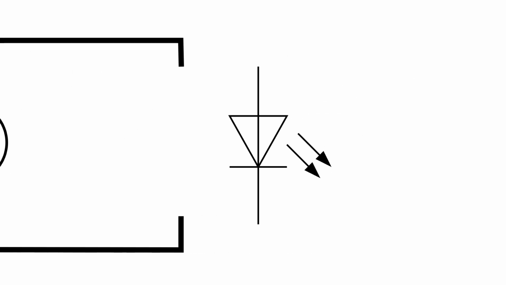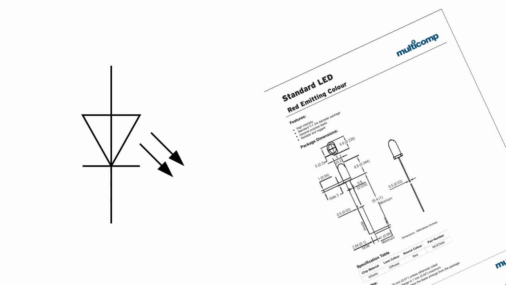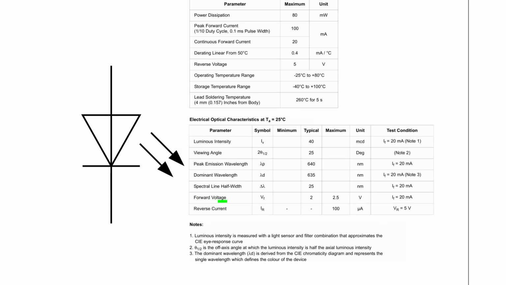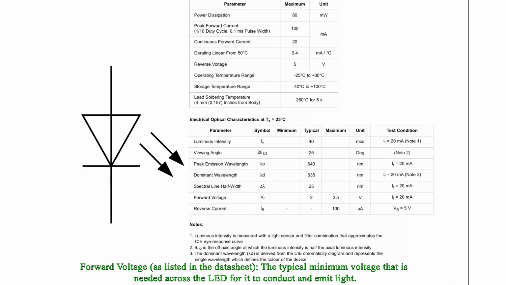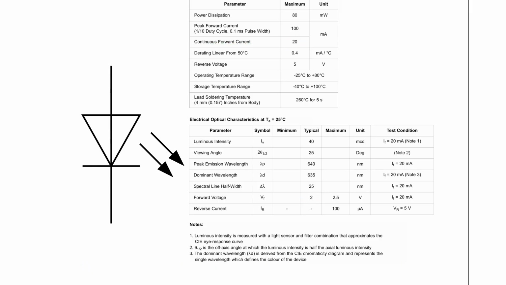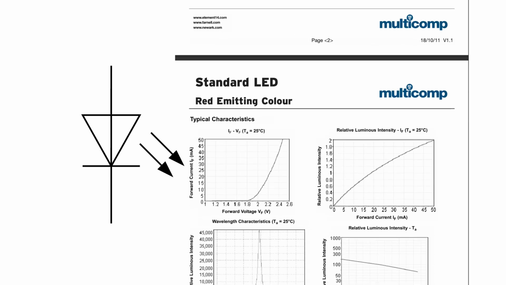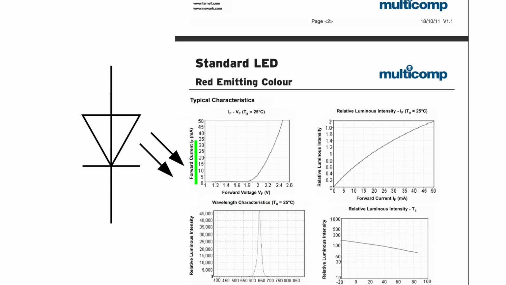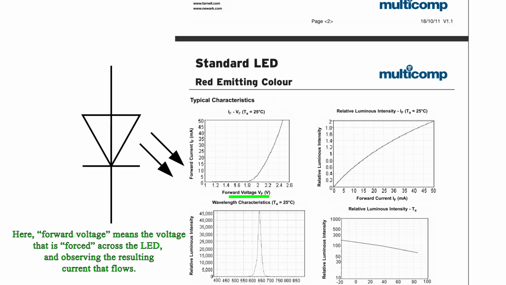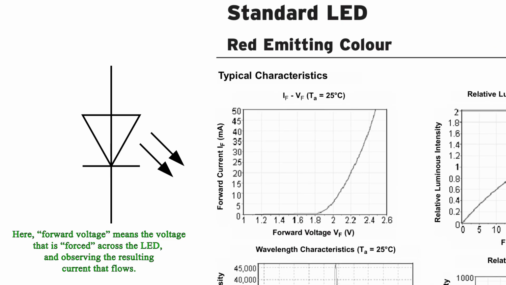Let's get a new one and dig a little more into the datasheet. We find that the typical forward voltage of the LED, that is, the minimum voltage required for the LED to turn on, is around 2 volts, and its maximum current is 20 milliamps. Scrolling down, we can even find a graph that describes how much current flows through the LED based on the forward voltage, and it's clear that the voltage range is very narrow.